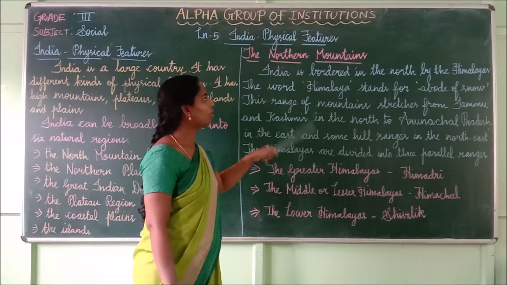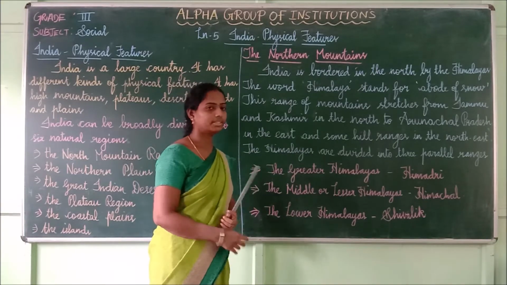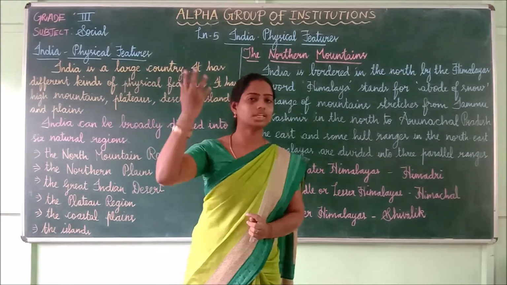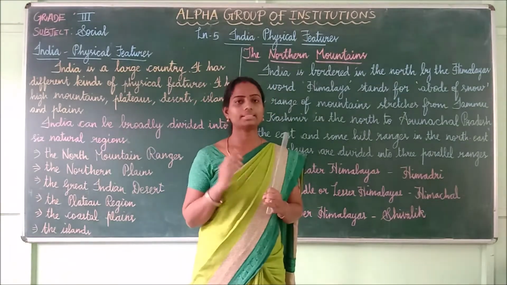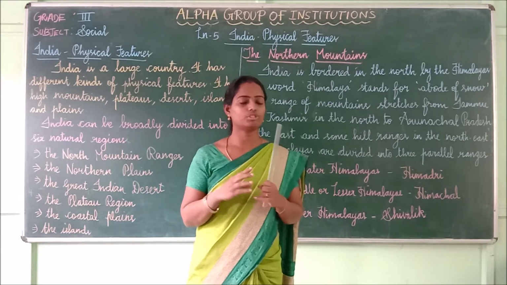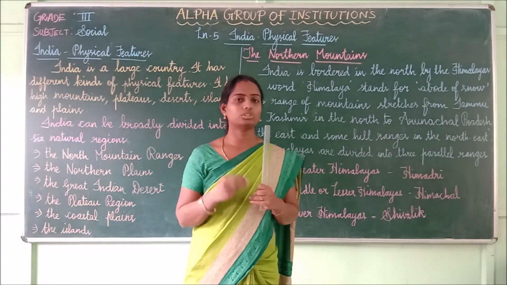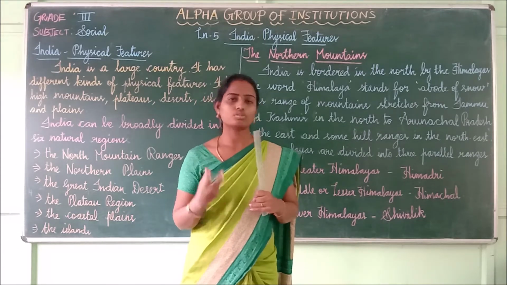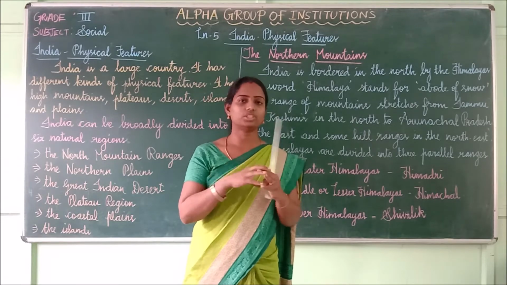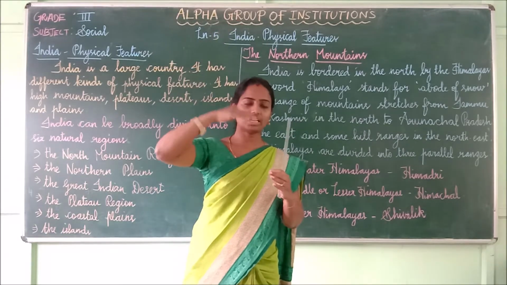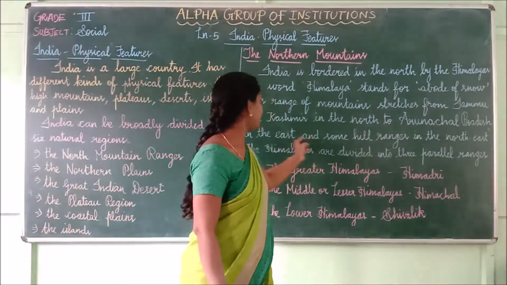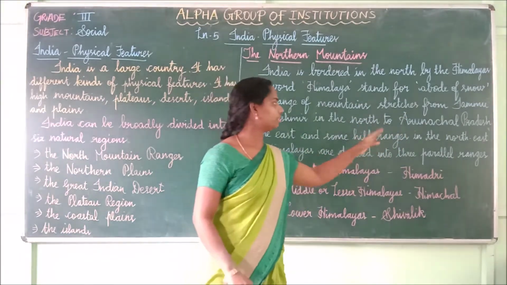Okay, children, do you all understand what I said here? I talked about the northern mountains. India is broadly classified on the northern side by the Himalayas. The word Himalaya stands for abode of snow, that means like a home of snow, which is fully covered with snow. So that is why they call it abode of snow. And the range of mountains stretches from Jammu and Kashmir in the north to Arunachal Pradesh in the east, and some hill ranges in the northeast.